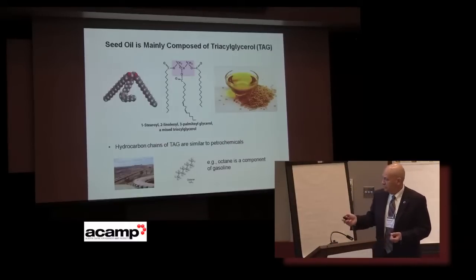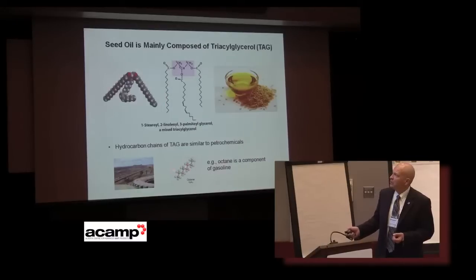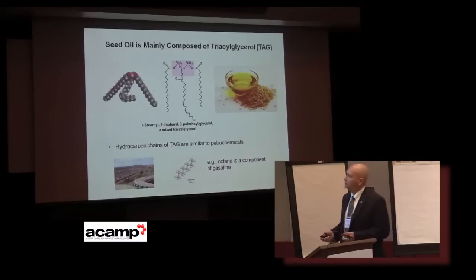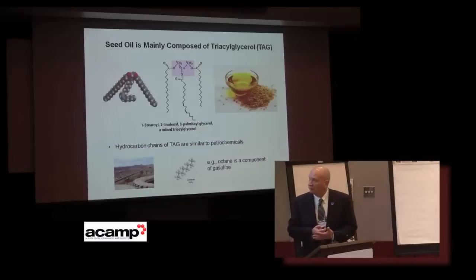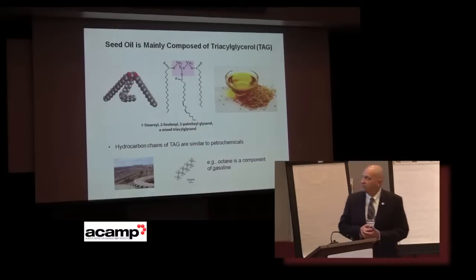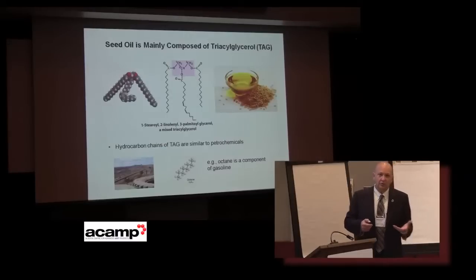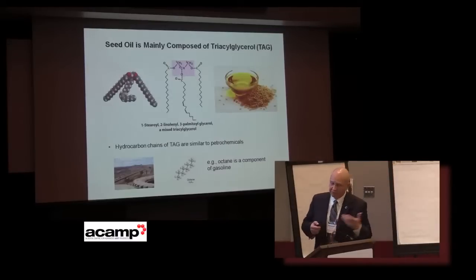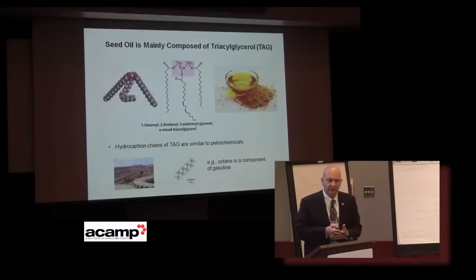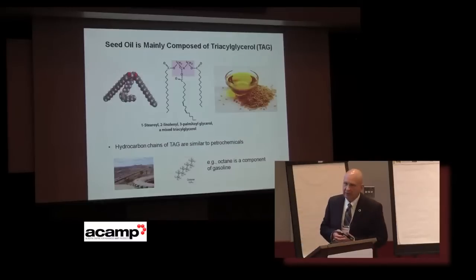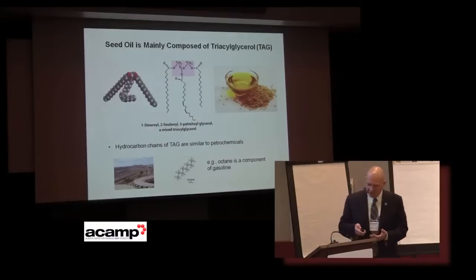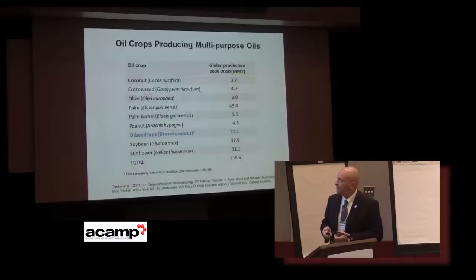Interestingly, if you look at these so-called hydrocarbon chains, they're essentially the same thing as you'd find in petrochemical products, for example, octane being a component of gasoline. And so not only can we use oils for applications in food, such as vegetable oil, something you put on your salad, but you can also use oils as precursors for biofuel, as well as production of various chemicals that are similar to those derived from petrochemicals.